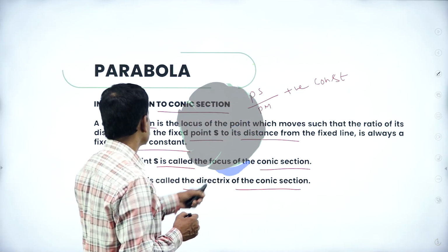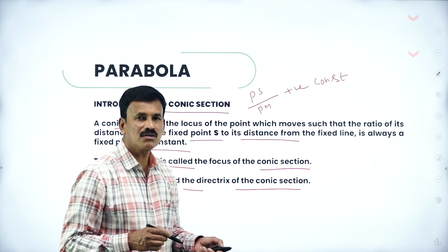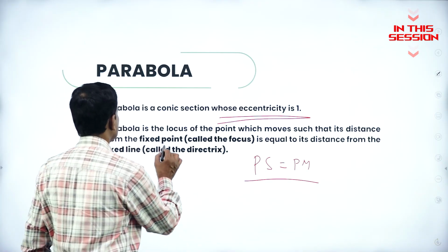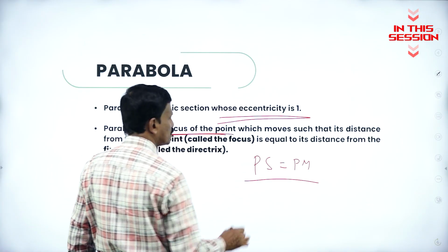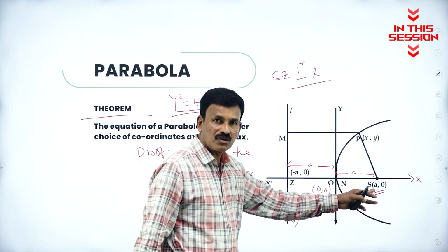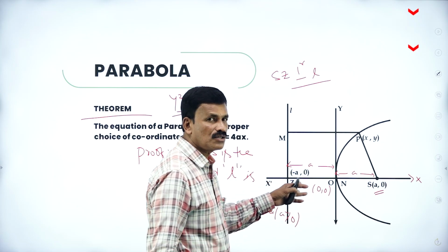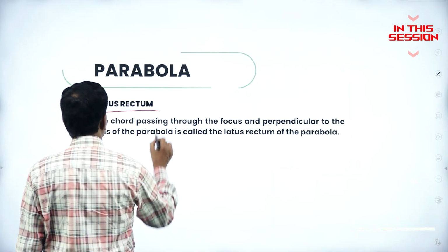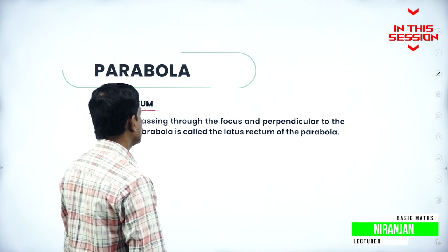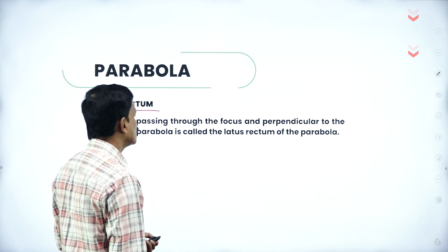The fixed point is called the focus of the conic section, and the fixed line is called the directrix. Parabola is the locus of a point. Locus means the path traveled by a point under certain given conditions. So therefore, the coordinates of the focus S is a comma 0 and Z is minus a comma 0. The chord passing through the focus and perpendicular to the axis of the parabola is called the latus rectum.